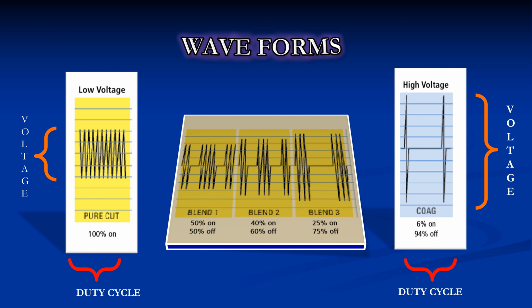What is the meaning of duty cycle? Duty cycle means that during cut mode, the electrosurgical unit generates electrons 100% of the time, while in coagulation mode, the electrosurgical unit generates electrons 6% of the time and rests 94% of the time. So it is called 6% on and 94% off. Duty cycle is the ratio of the on time to the total on and off time of a signal.